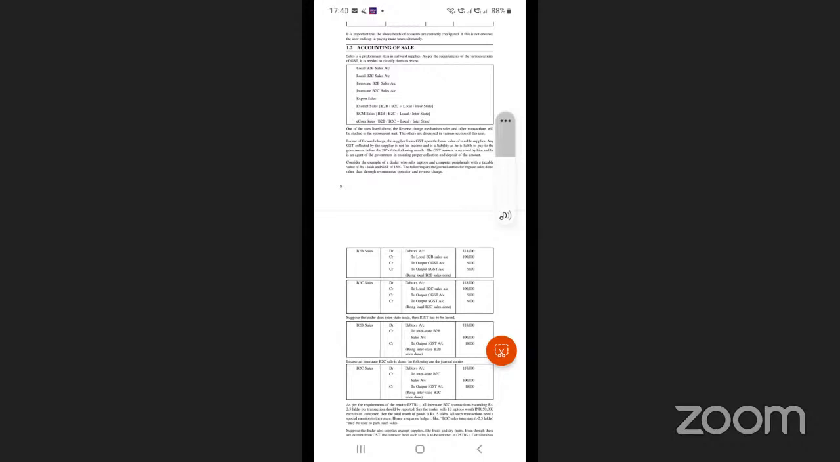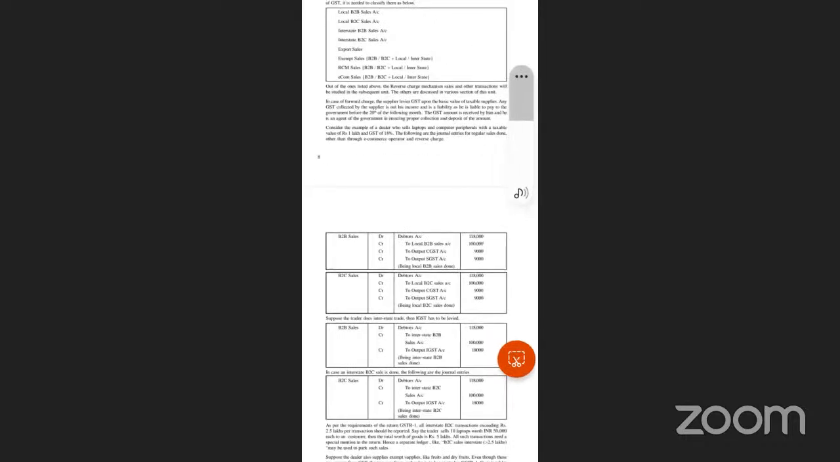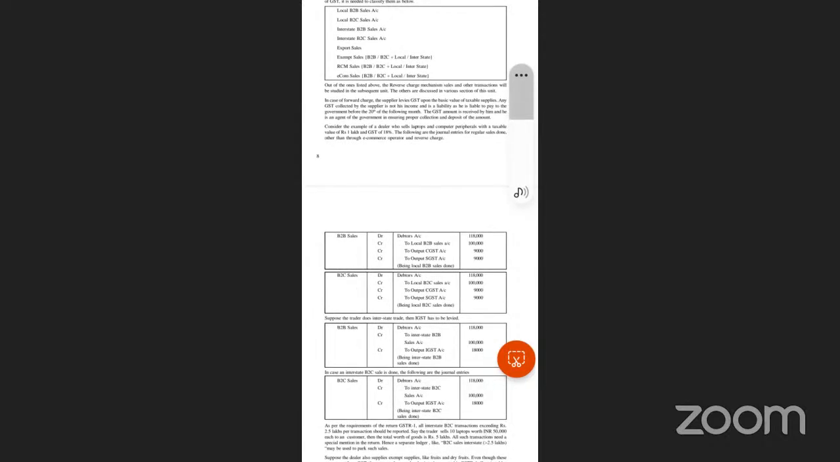These are the sales, who has to be taken, accounting of a sale, right? What is B2B, business to business sales, business to customer sales, and what are the journal entries? See, journal entries are also being given. And I think he has taken some problem and he has shown you how a debit and credit are being taken into the account. The calculations also will be given.